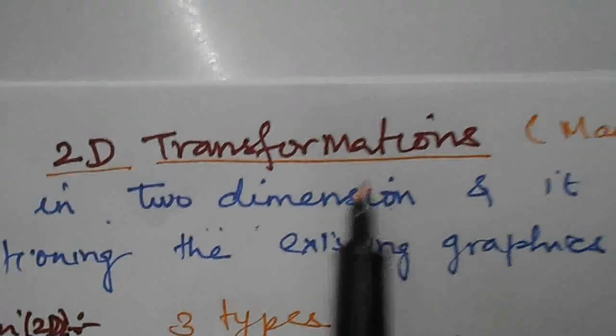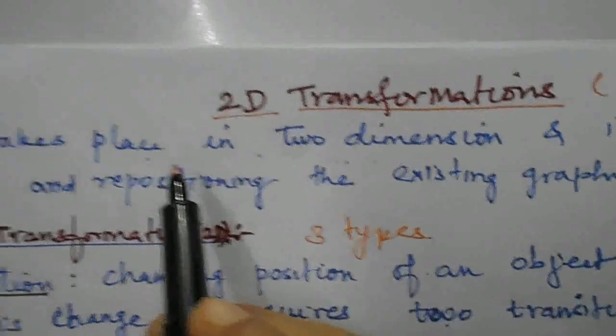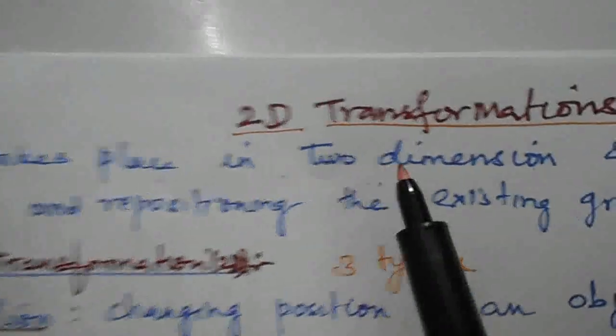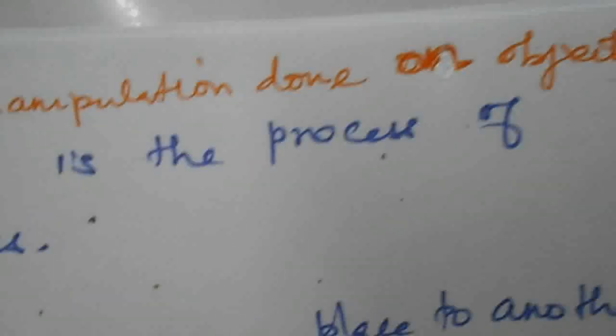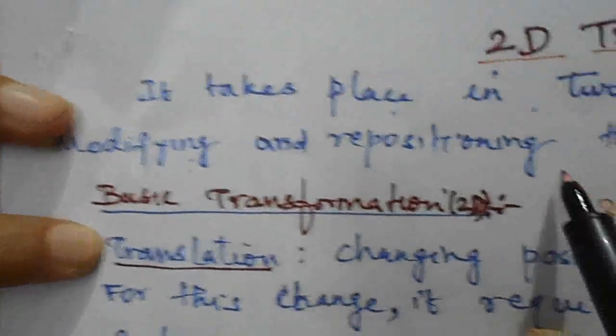Two-dimensional transformation. The two-dimensional transformation is done in a two-dimensional plane. One is the x-axis, another one is the y-axis. It is the process of modifying and repositioning the existing graphics.